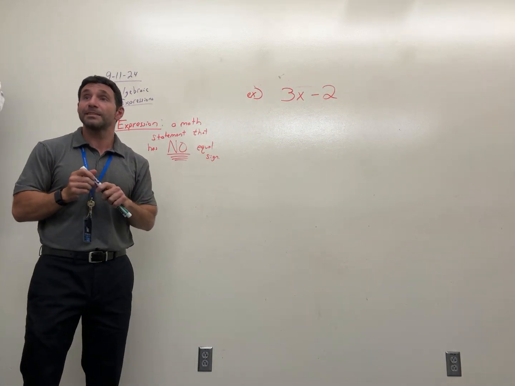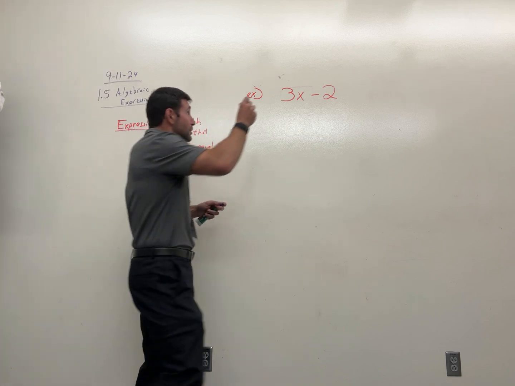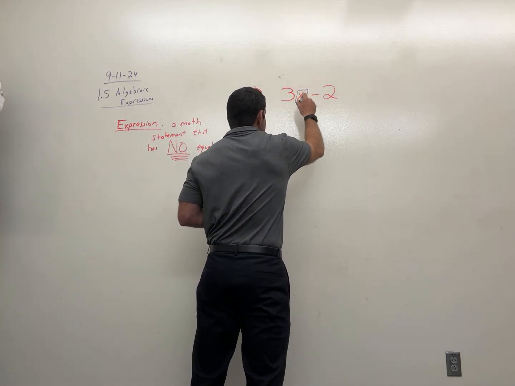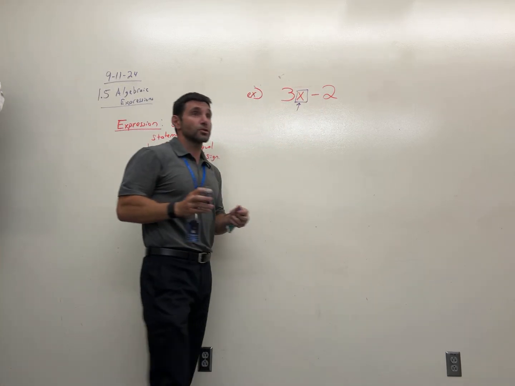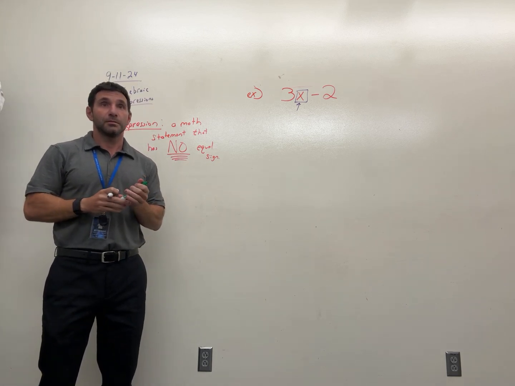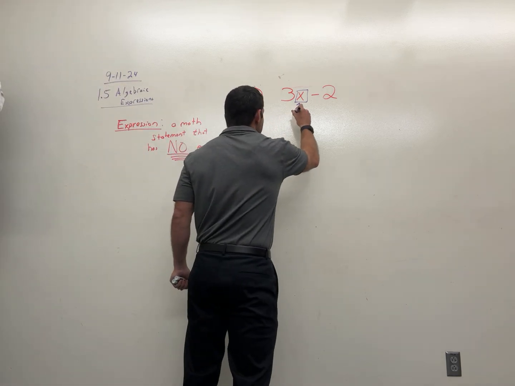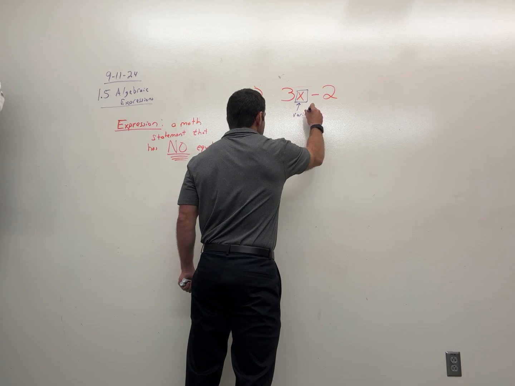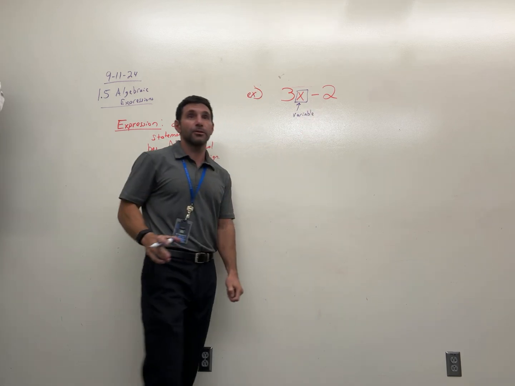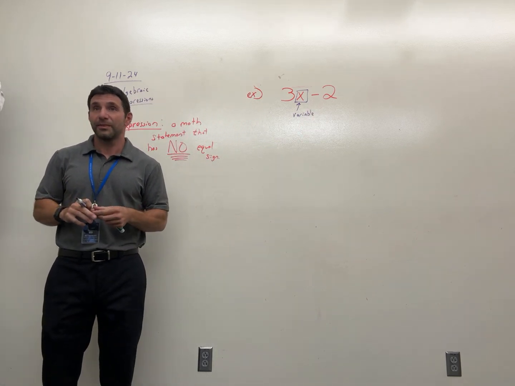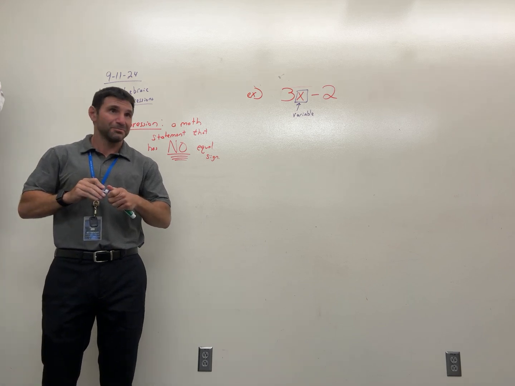Every single one of these has a name. Okay? The x starts with a v. Variable. A variable is an unknown value. We don't know what the value is of x. Okay? We don't know what the value is.